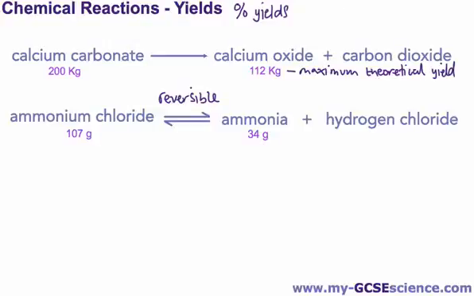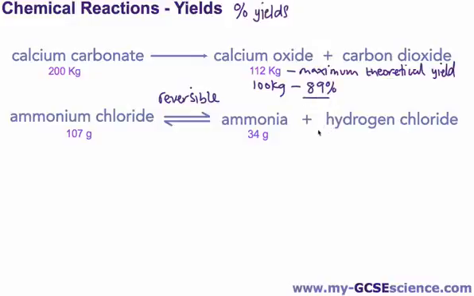Now, unfortunately, we don't always get the amount we expect. So this one, for example, you might only get, I don't know, 100 kg. Now, there are various reasons why you might not get the complete amount, but if we look at this here, we've got 100 kg when we expected 112. That means we didn't get the maximum amount. We can convert this into a percentage, and we would get an amount of about 89%. So we've only converted 89% of our calcium carbonate into our calcium oxide, and this is our percentage yield.